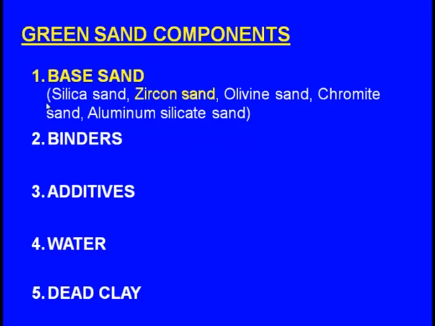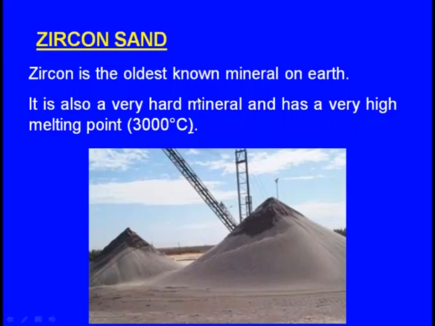So we have seen the silica sand, what is its source, what is its chemical composition, and what are its properties and applications. Now let us see the zircon sand. Zircon is the oldest mineral known on the earth. It is also a very hard mineral and has a very high melting point, 3000 degrees centigrade.